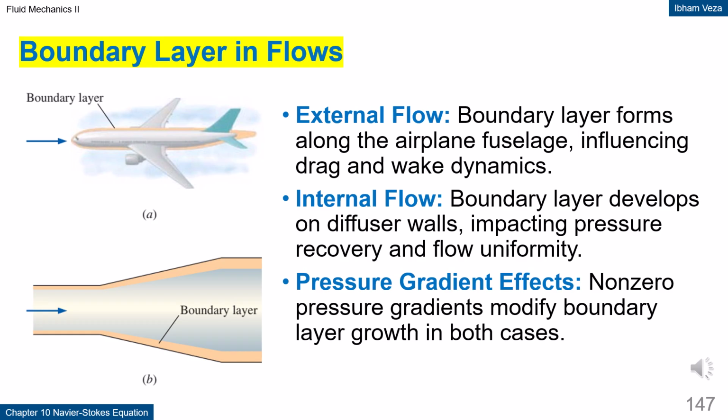Boundary layer in flows. Boundary layers appear in both external and internal flows. On an aircraft, the boundary layer along the fuselage influences drag and wake structure. In a diffuser, the boundary layer on the wall affects pressure recovery and flow uniformity. Non-zero pressure gradients modify the growth rate of the boundary layer. This shows that geometry and flow conditions strongly control system performance.